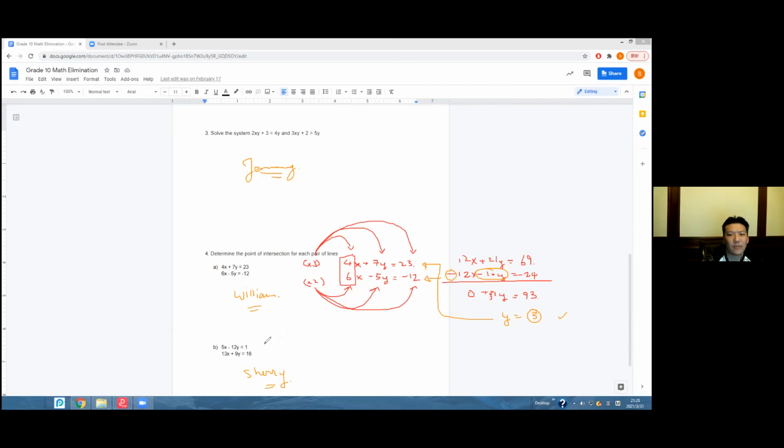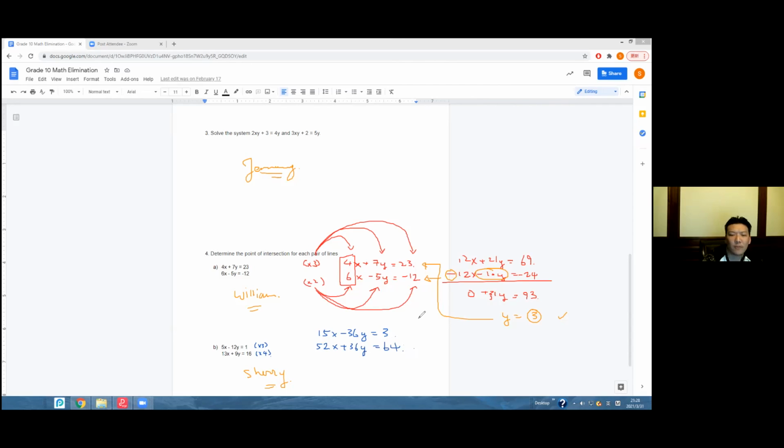36, right? Oh, yeah, 36. Okay. So what we can do is we can multiply the top equation by 3 and the bottom equation by 4. So let's multiply the entire top equation by 3. We end up with 15x minus 36y is equal to 3. The bottom equation we're going to multiply by 4. So we end up with 52x plus 36y is equal to 64.